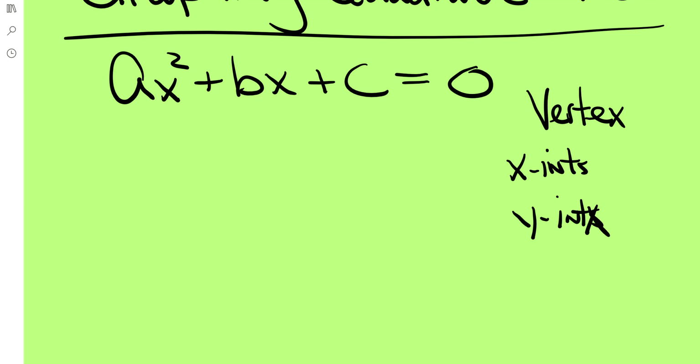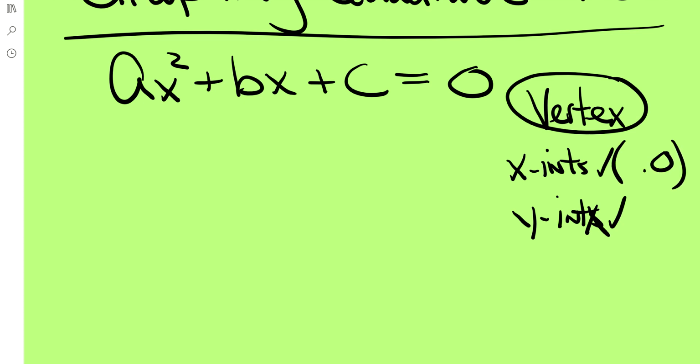We know how to find the x-intercepts and the y-intercepts. To find the x-intercepts, we let y equal 0 and figure out what x will be. And when we're finding the y-intercept, we let x equal 0 and find out what the y value is. So let's start with the vertex.